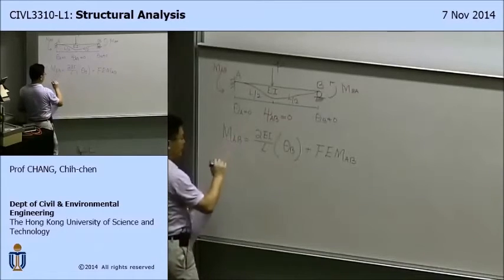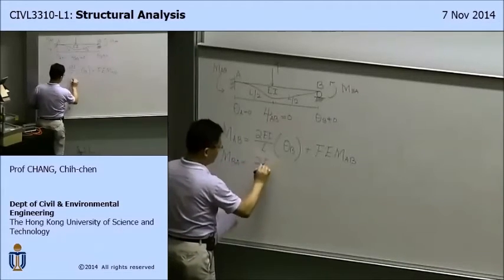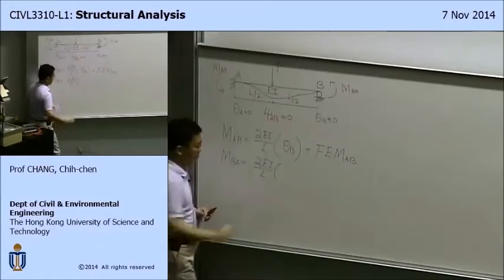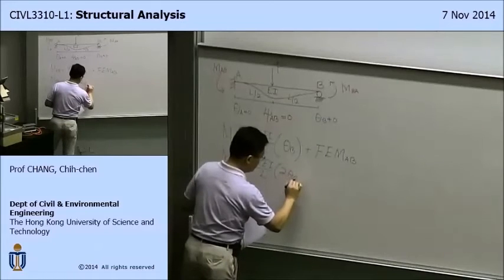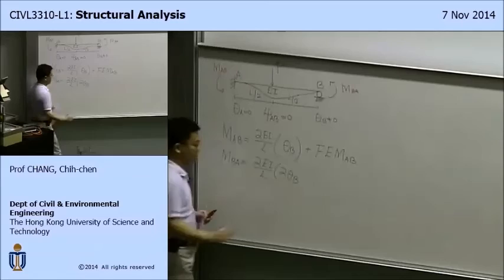Okay, that's MAB. MBA equals 2EI over L times 2 theta B, plus 1 times theta A, which is equal to 0. Rigid body rotation equal to 0. That's it.